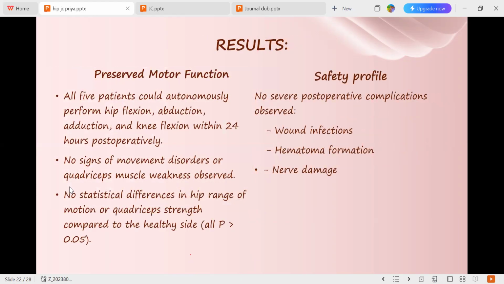So all the 5 patients could autonomously perform hip flexion, abduction, adduction, and knee flexion within 24 hours post-operatively, and there were no signs of movement disorders or quadriceps muscle weakness. And also there was no statistical difference in the hip range of motion when compared to the healthy side. So the safety profile is there were no severe post-operative complications like wound infections, hematoma formation, or nerve damage.